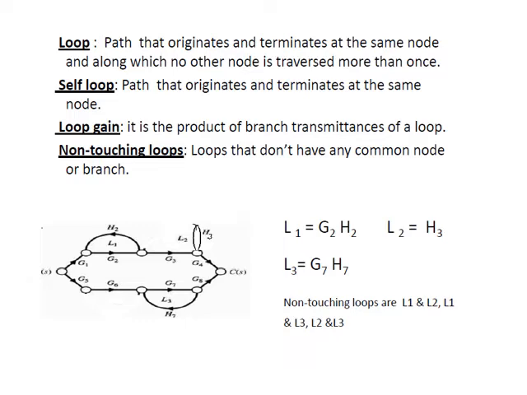So next we have non-touching loops, the loops that don't have any common node or a branch. Here we have the first loop where we have these two nodes, the second loop here is a node, the third loop is here. None of these three loops have a common node. That is why they are called non-touching loops. With respect to this example, we have L1, L2, L3. All three are non-touching loops because no node is common.